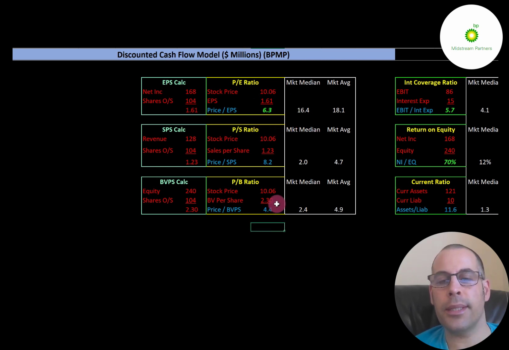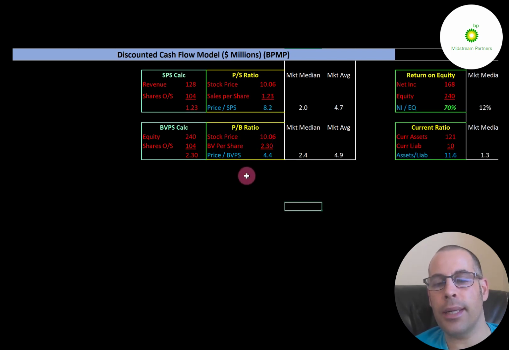They don't have such a good price to sales ratio. The median is 2.0. The average is 4.7. Price to sales is stock price over sales per share. To calculate sales per share, that's revenue over shares outstanding. I like to see below 2.5, they're at 8.2. So investors are paying $8.20 for $1 of revenue.